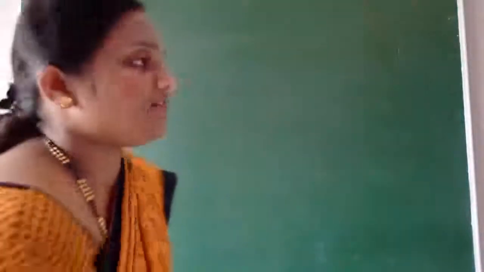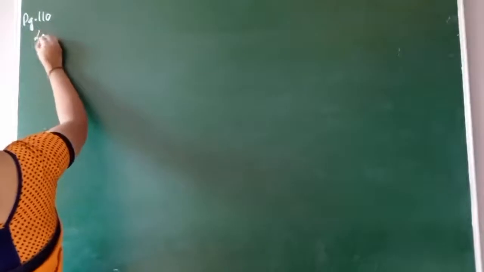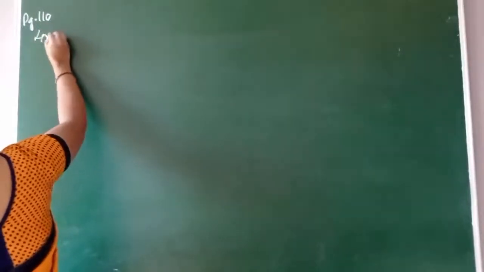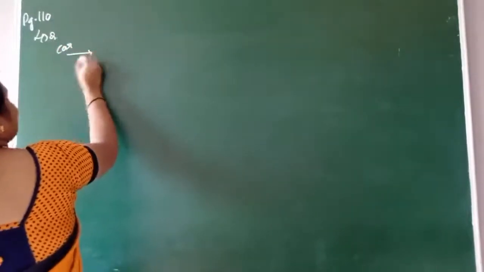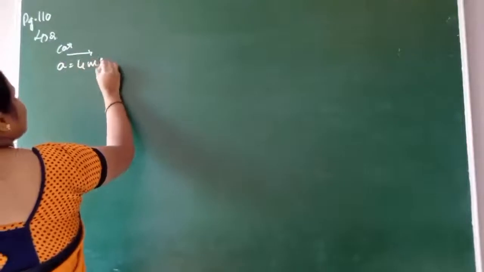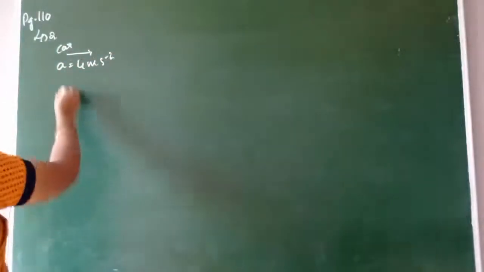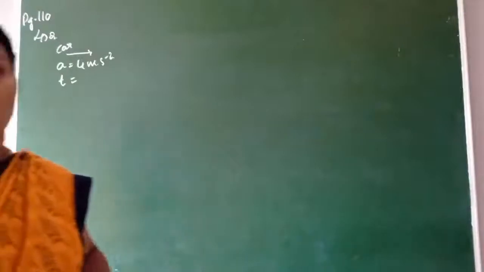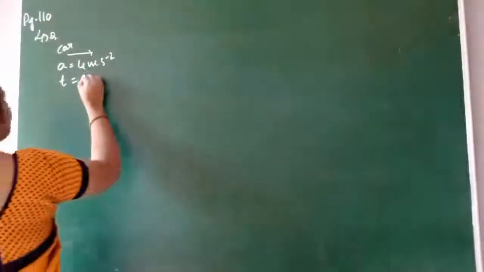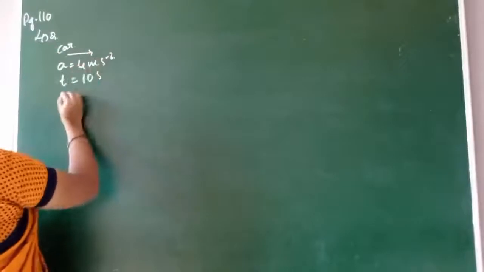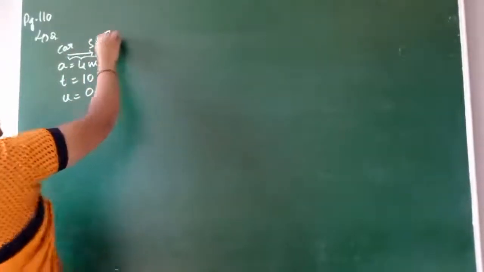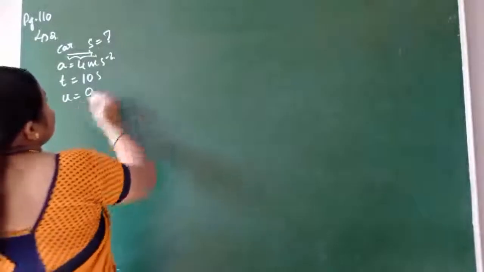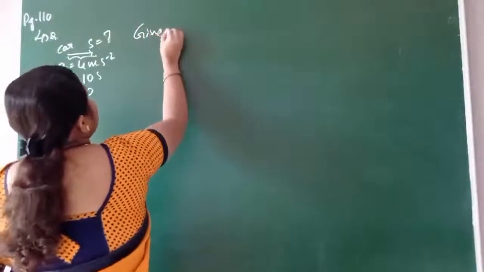Okay, let me explain with the figure, children. Imagine here a car is there, isn't it? It moves with some acceleration. What is that? 4 meter per second square. In how much time? The timing has been given, what is that? 10 seconds. After it starts, means its initial velocity will be 0. So what is this distance it has covered? We need to calculate. So what are the given things, children?